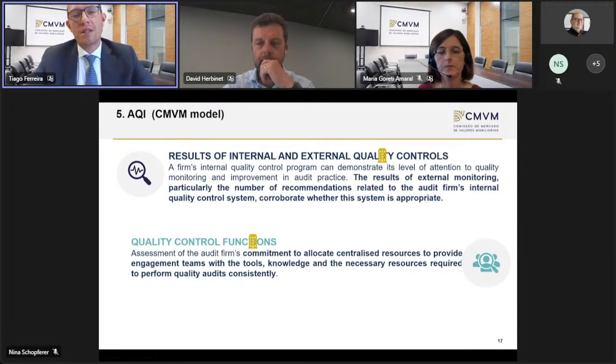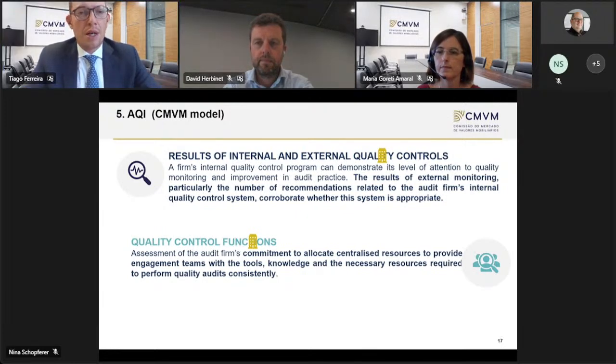So basically, a wrap up: we believe that AQI is a fundamental part of monitoring the audit quality. We know that there is no silver bullet, as Vanessa mentioned, but an AQI model composed of different indicators could be a good tool to capture useful information for different stakeholders.